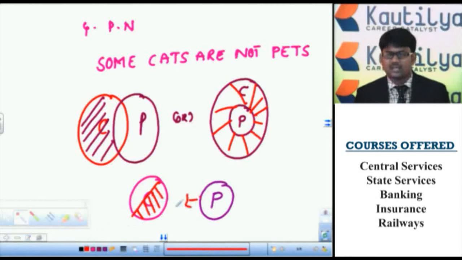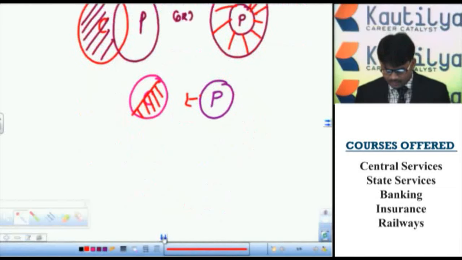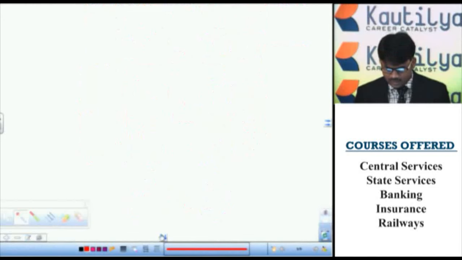Some of the cats are not pets. Then we have to represent it in diagrams. Okay friends, here we have four types of statements. First one is universal positive statements.